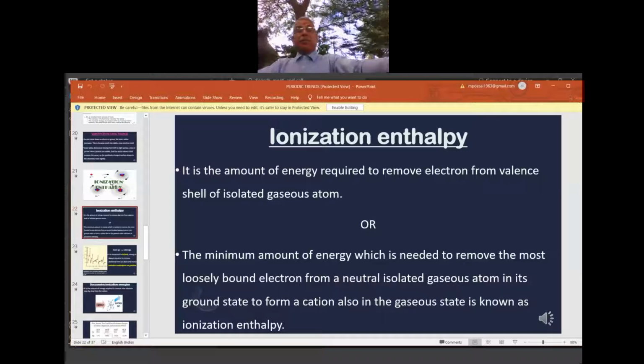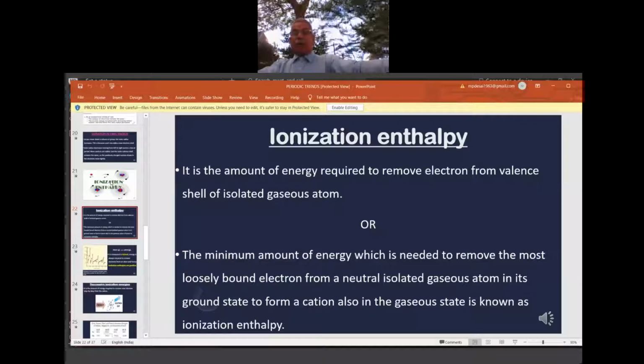Isolated gaseous atom. Or the minimum amount of energy which is needed to remove the most loosely bound electron from a neutral isolated gaseous atom in its ground state to form a cation, also in the gaseous state, is known as ionization enthalpy. Lengthier definition.